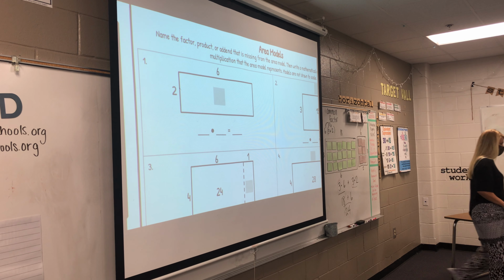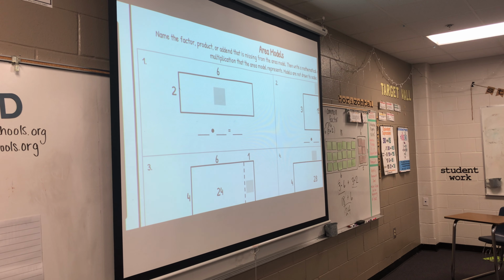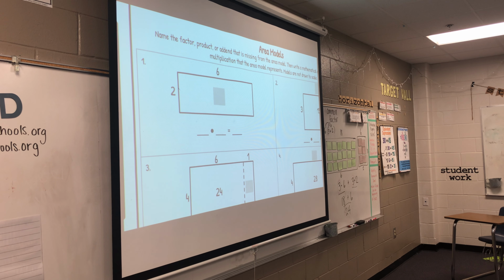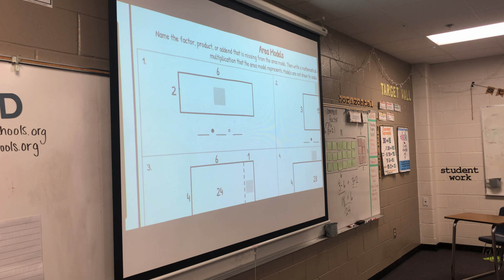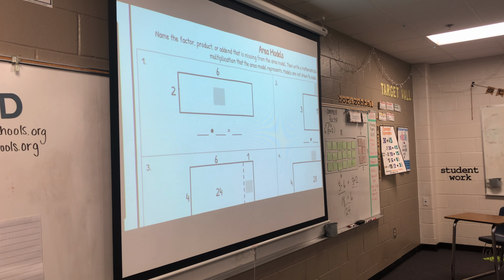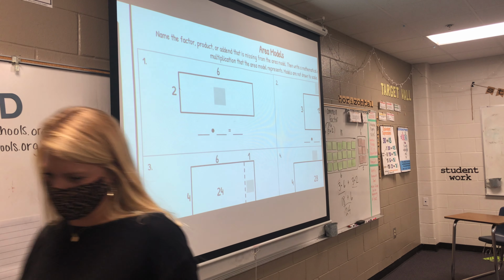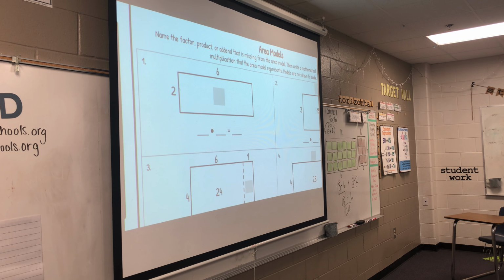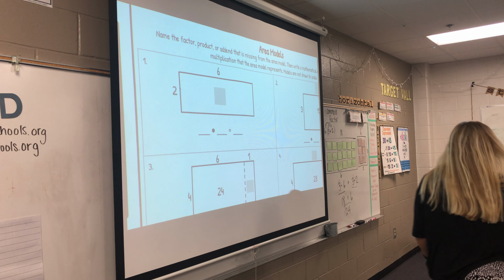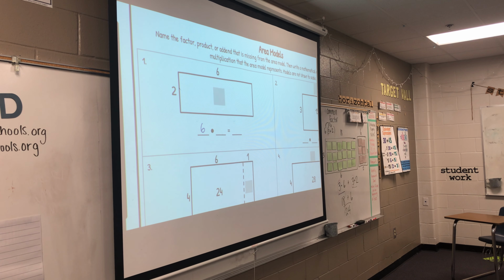All right, so again, what do you notice? Hollywood. I noticed that there's a 6 and a 2 on the outside. Okay. So what do we do with that? Put it down there on the line? Yeah. Okay. So you're saying put 6 here and 2 here?